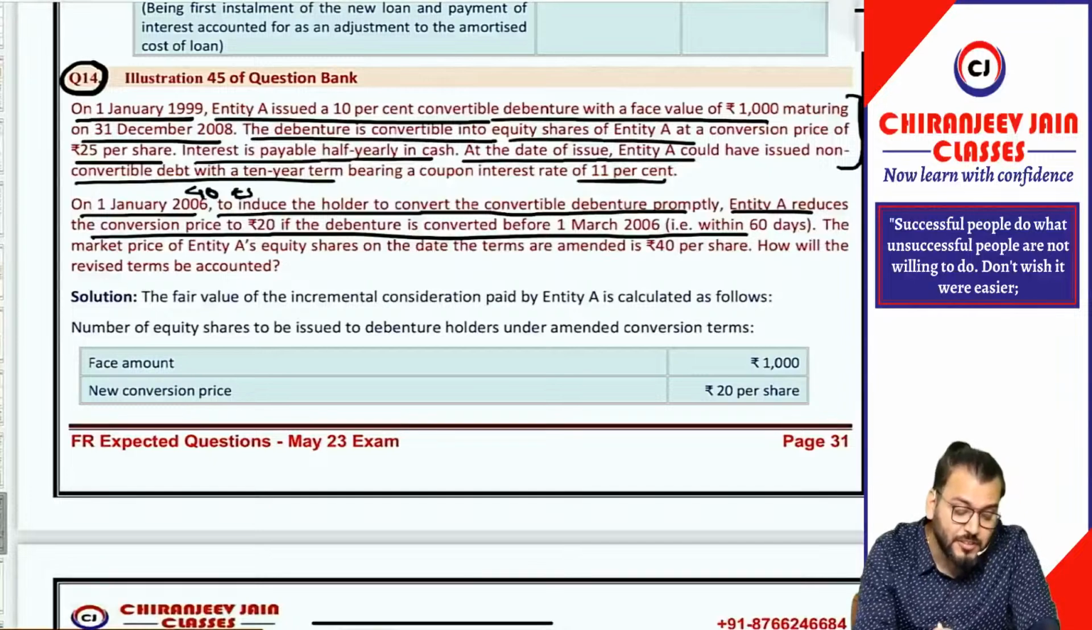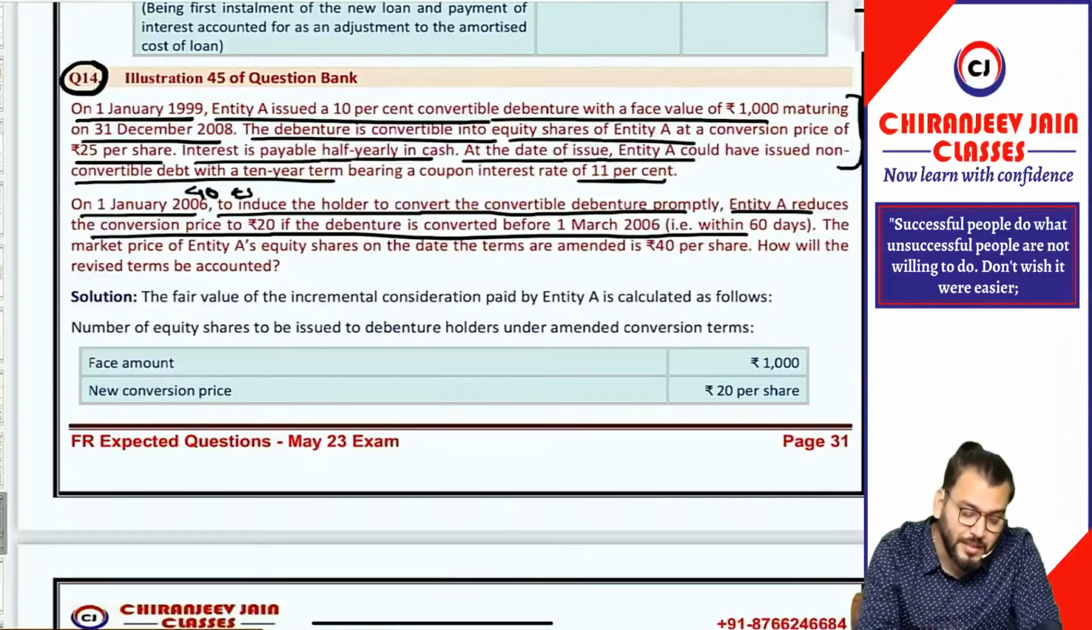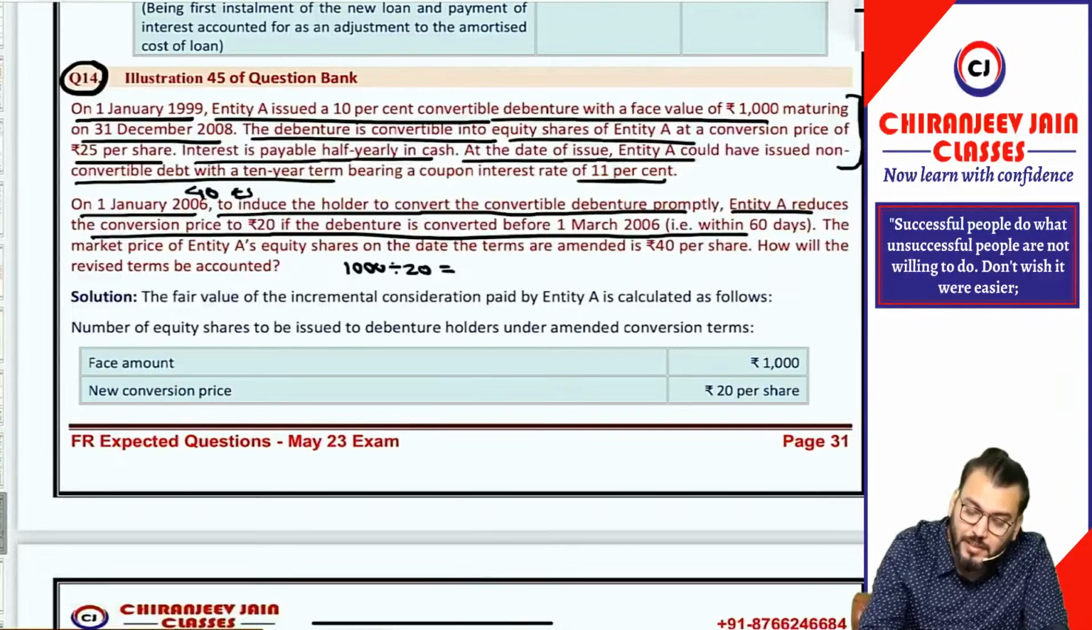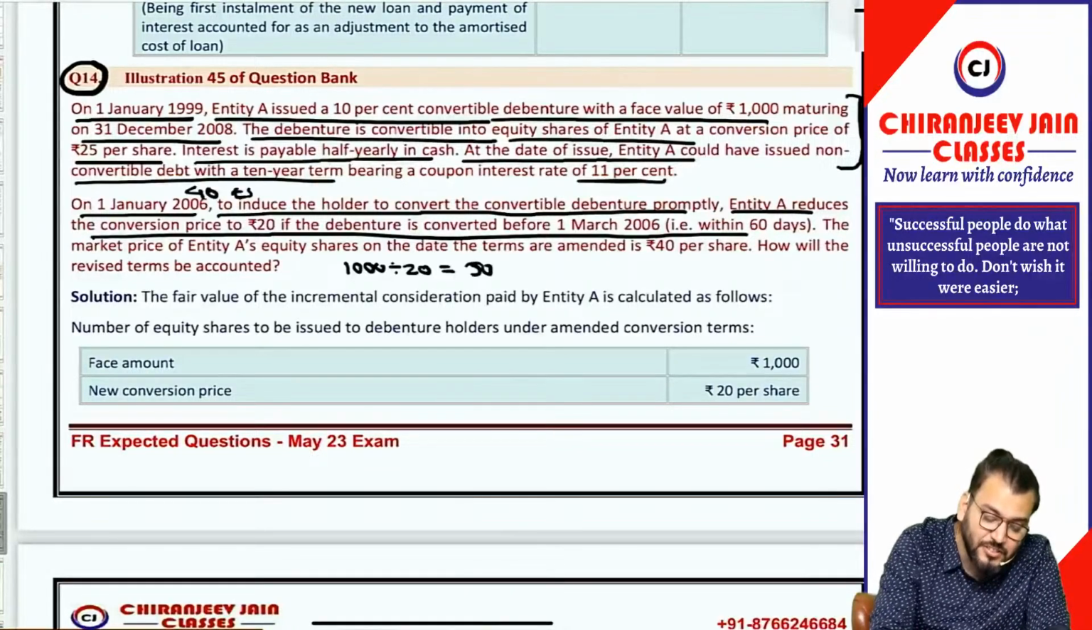So now the conversion price becomes 20 from 25. You can see now that it becomes 20, so what will be the number of equity shares? 1000 divided by 20 means 50. So what are the additional equity shares we will be offering? So additional equity shares will be 10 equity shares.